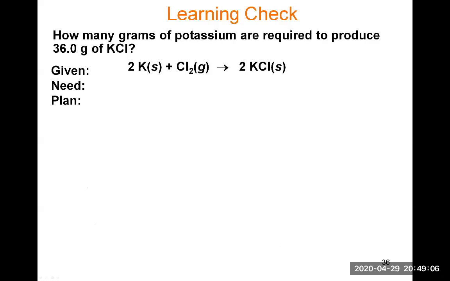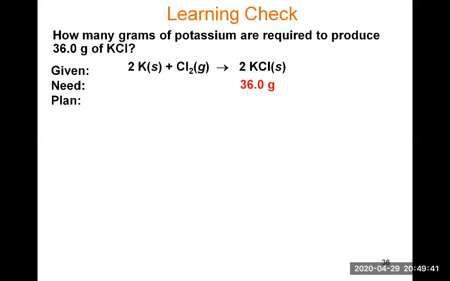So how many grams of potassium are required to produce 36.0 grams of KCl according to the following chemical equation? Potassium has the symbol K. And so when we're asking how many grams of potassium, it's the K solid here, required to produce 36 grams of KCl. So KCl, the 36 grams of it, is the given amount here.